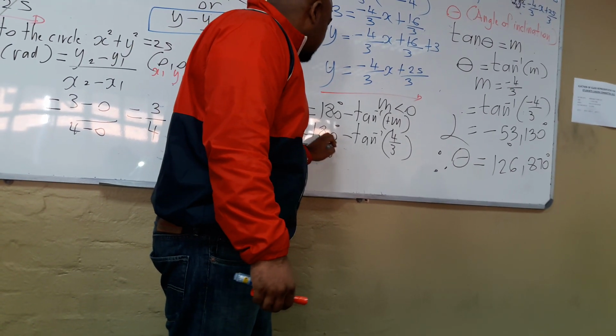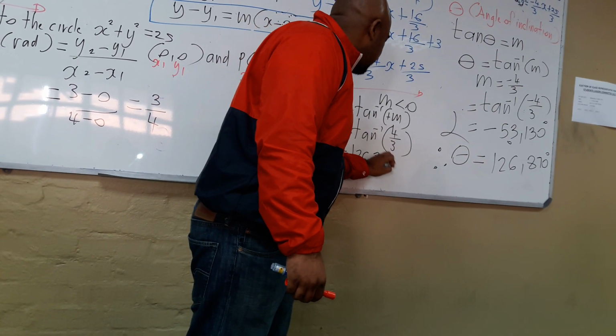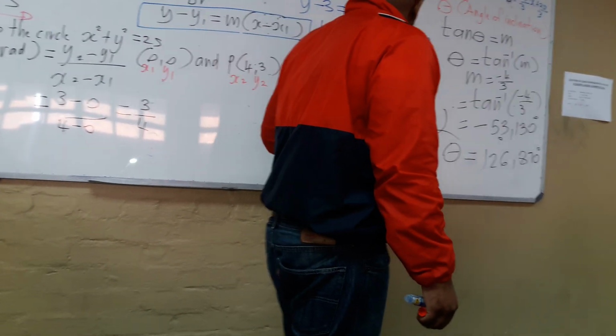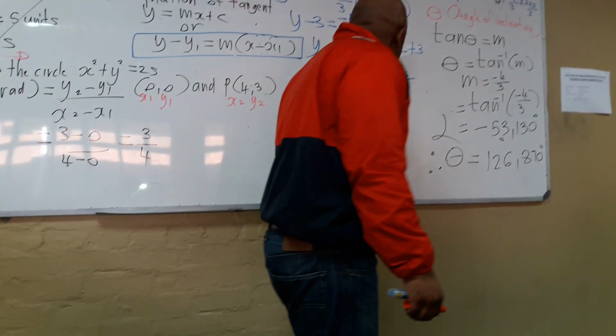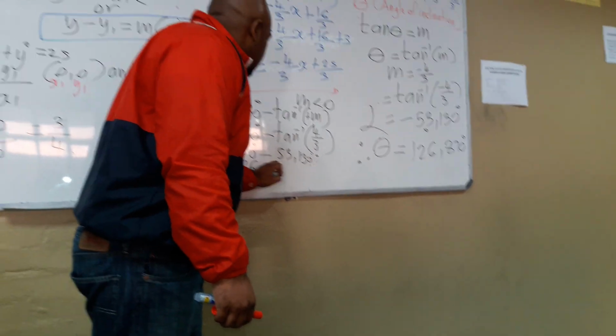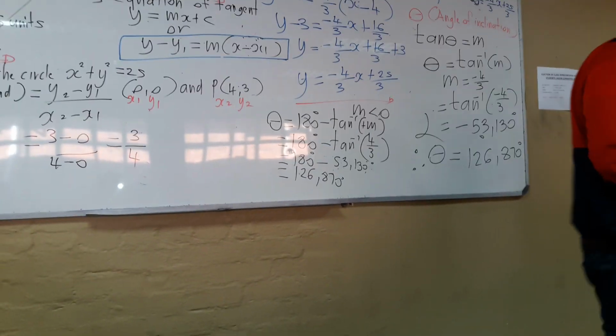That will be 180 degrees minus 53,130, which is equal to 126,870. Okay.